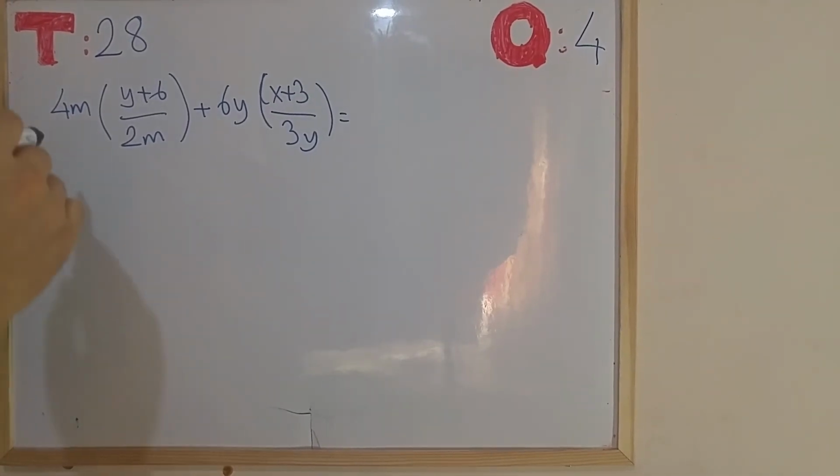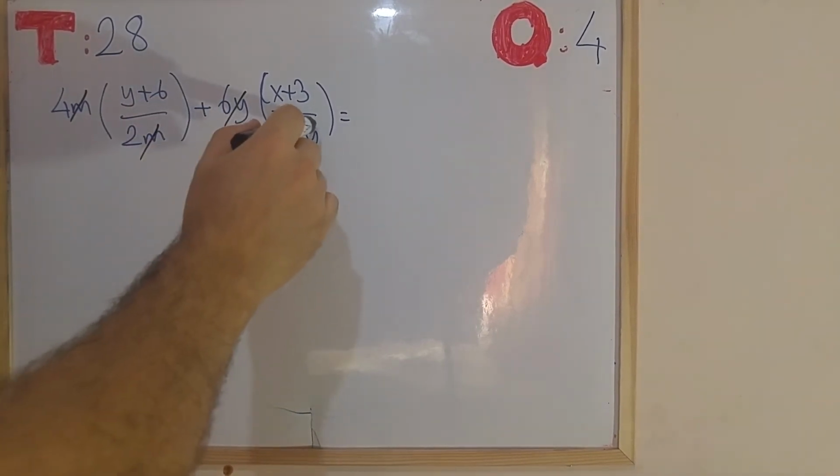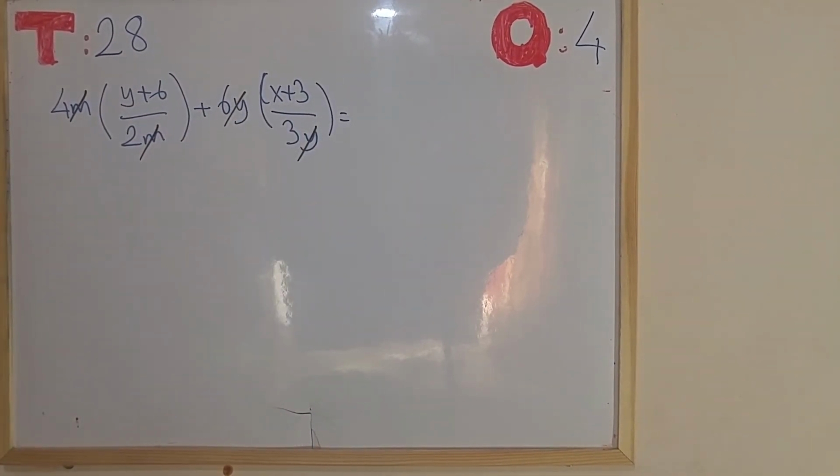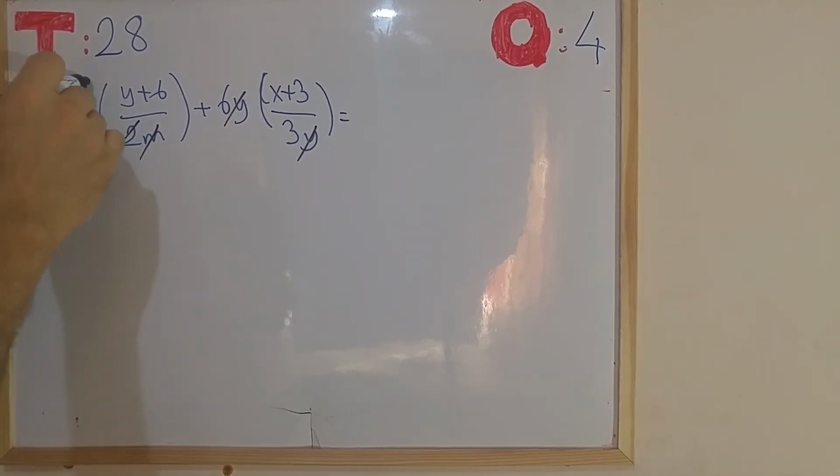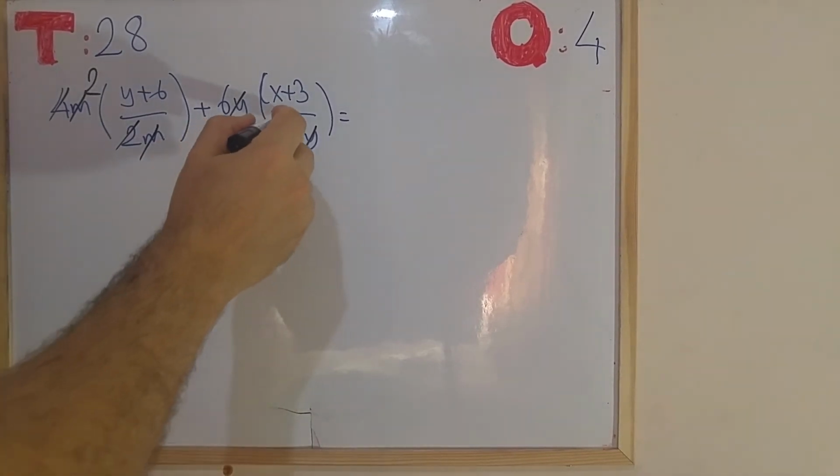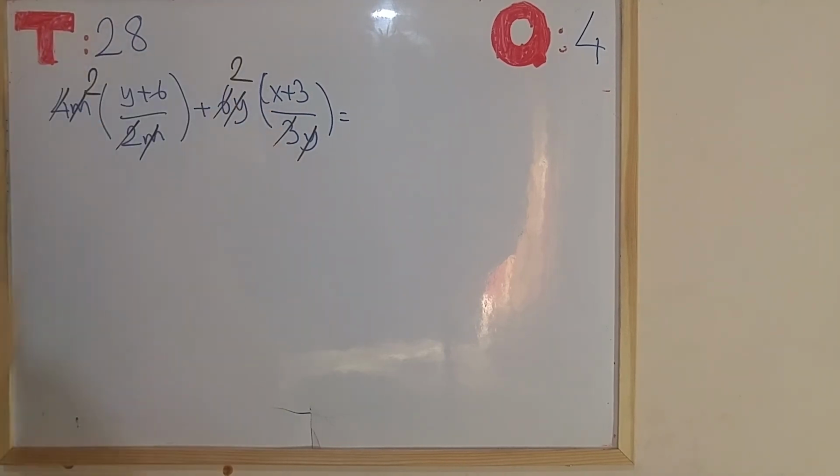Let's simplify first. This m and this m are gone. This y and this y are gone. Now, this 2, this 4 and these 2 are gone. I have only 2 here left. 3 is gone. 6 is gone. I have 2 left here.